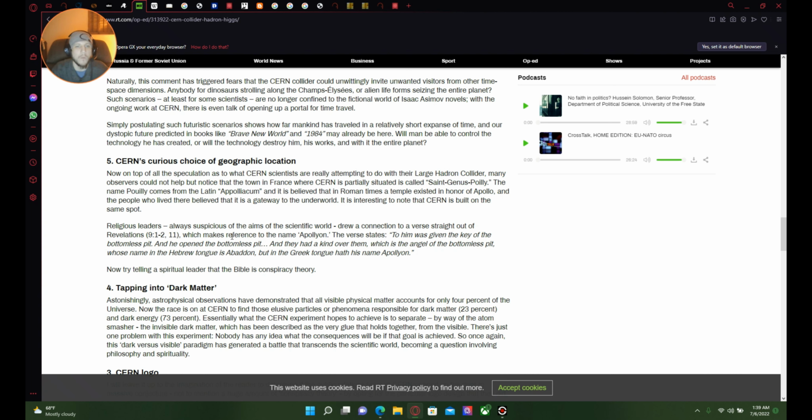Religious leaders, always suspicious of the aims of the scientific world, drew a connection to a verse straight out of Revelation 9:1-11, which makes reference to the name Apollyon. The verse states, to him was given the key of the bottomless pit, and he opened the bottomless pit, and they had a king over them, which is the angel of the bottomless pit, whose name in the Hebrew tongue is Abaddon, but in the Greek tongue hath his name Apollyon. Okay, we'll get into that here in a second.